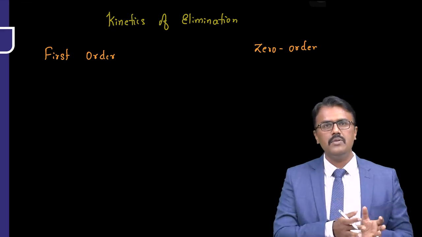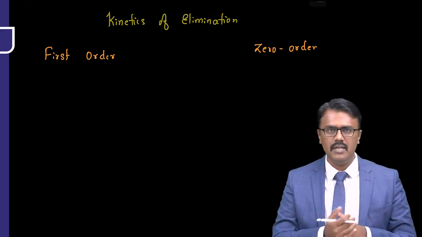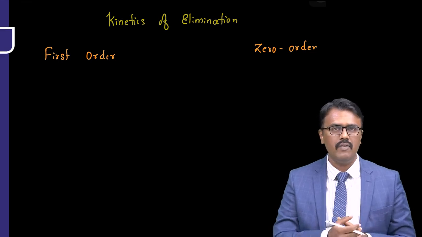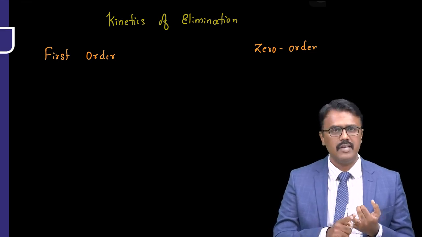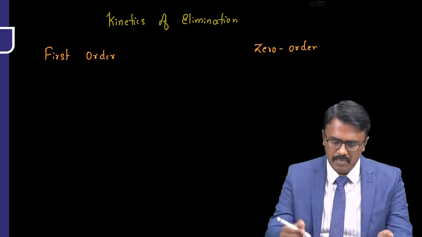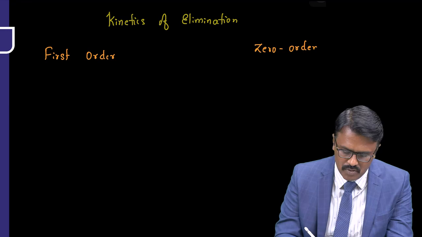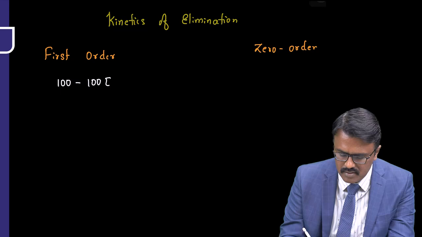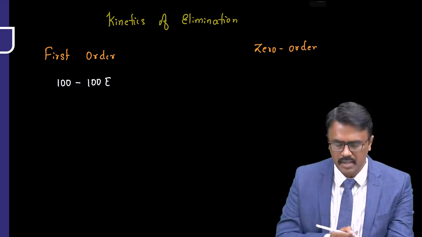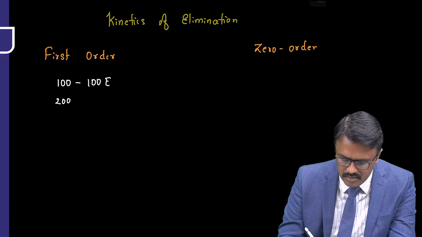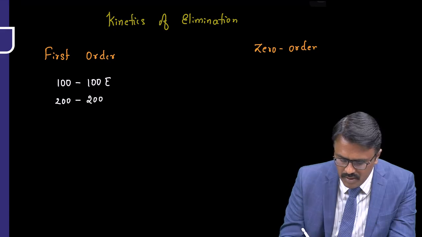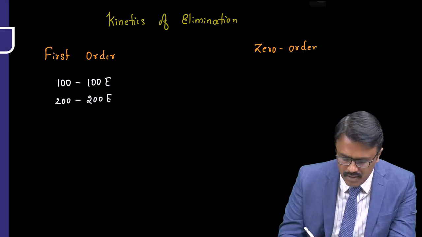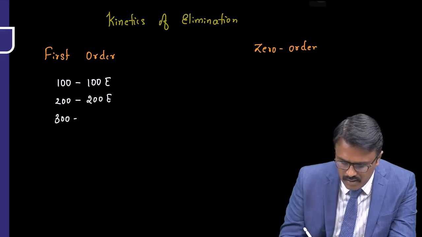Now, we need to throw the drug out of the body, that is elimination. What do we require? We require metabolism as well as the excretion part. Now, let me take an example. Suppose if I give 100 drugs, I should have 100 enzymes to metabolize this. So, I am in order. Suppose if I give 200 drugs, I have 200 enzymes to metabolize. Very good. If I give 300 drugs, I have 300 enzymes.